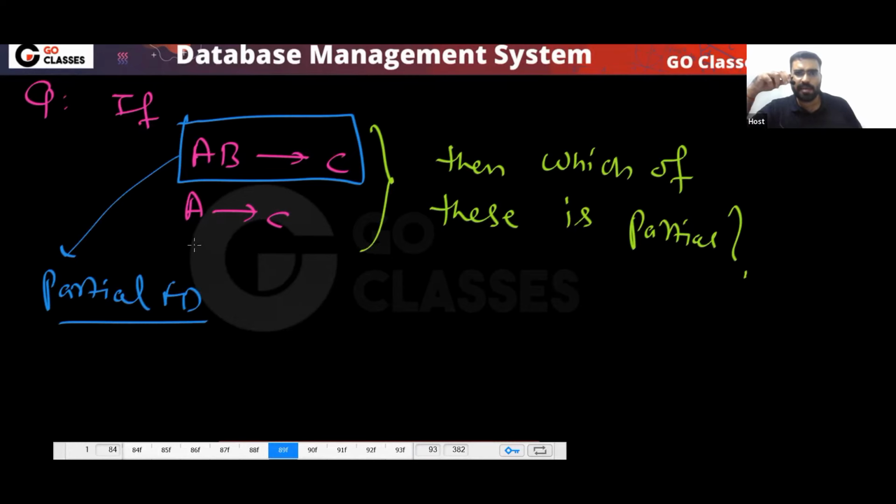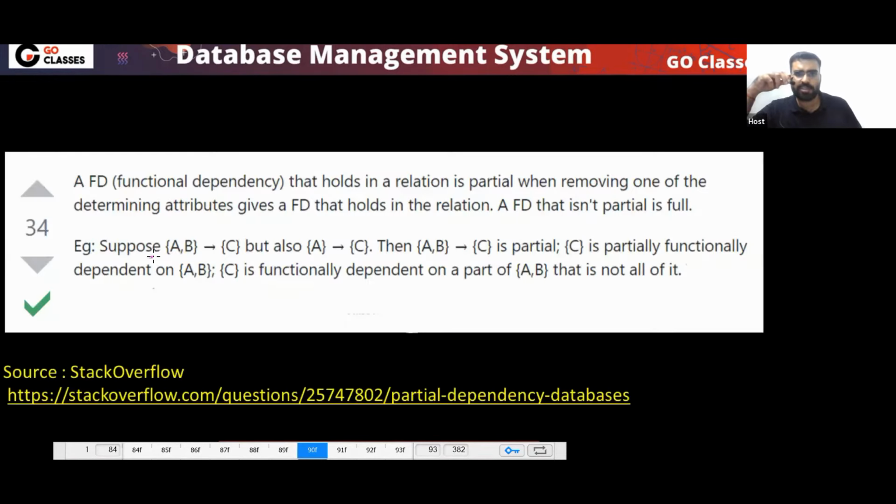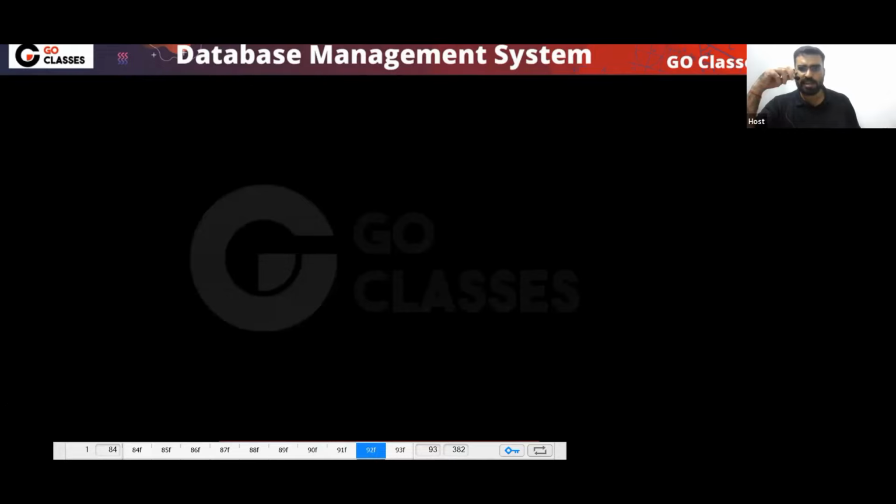Is this clear? This one is full. You need the entire LHS. Here you don't need the entire LHS. So AB determines C and A determines C, then AB determines C is partial. I can say C is partially dependent on AB. So this is the idea.